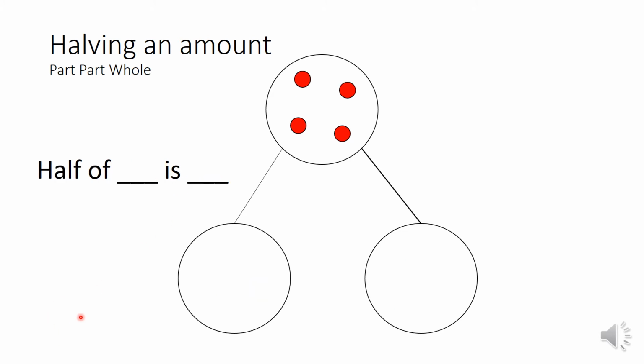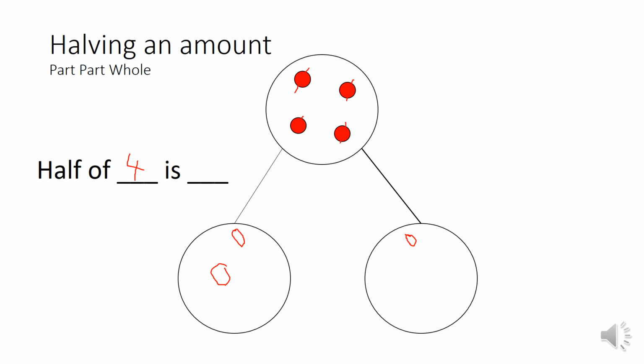If we look at this example together, what have I got in this top circle? What is my whole amount or whole number? 4, well done. So we're doing half of 4. Now I'm going to draw it down in the circles for you, and to help you, what you can do is you can cross off each time you've drawn one so that you can remember which ones you have done.